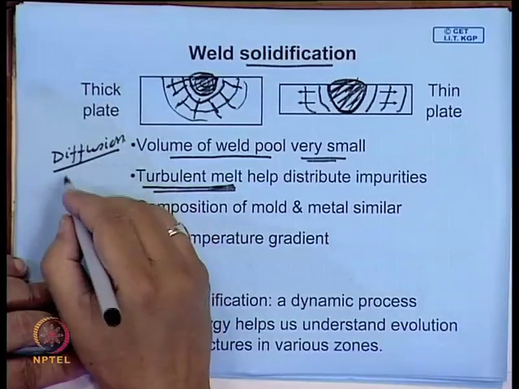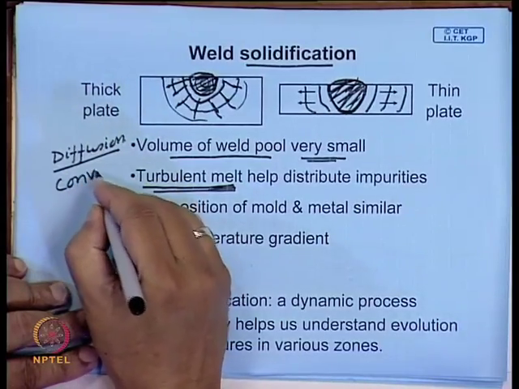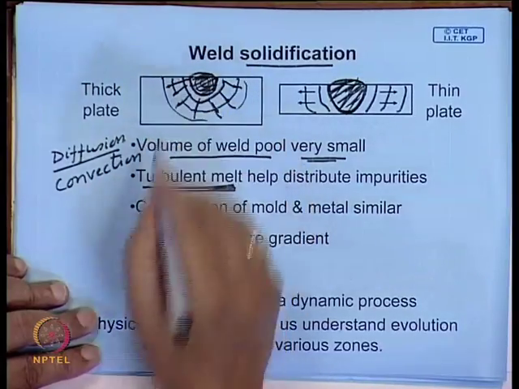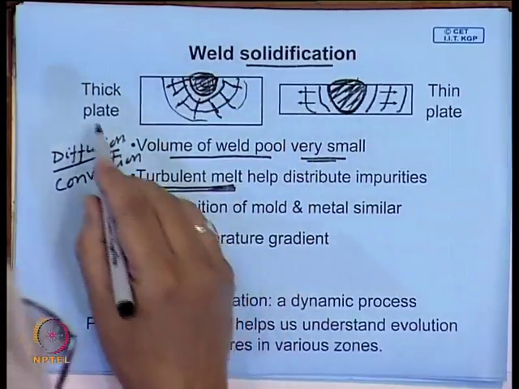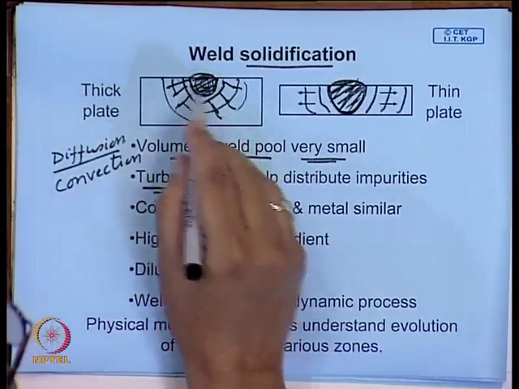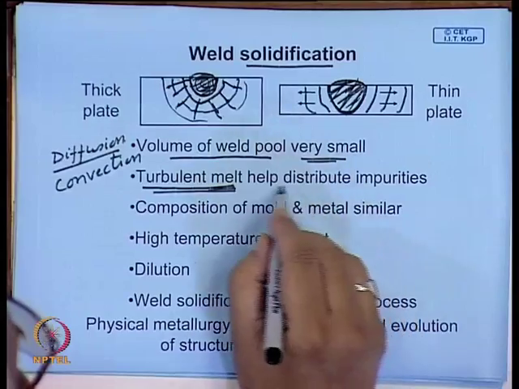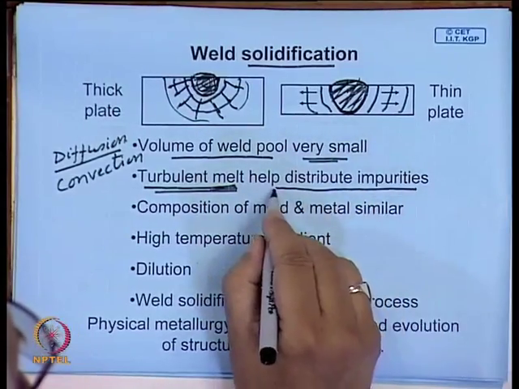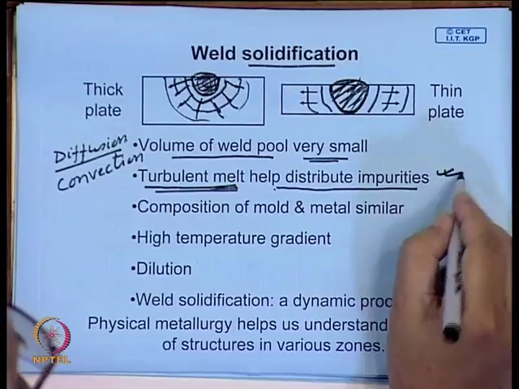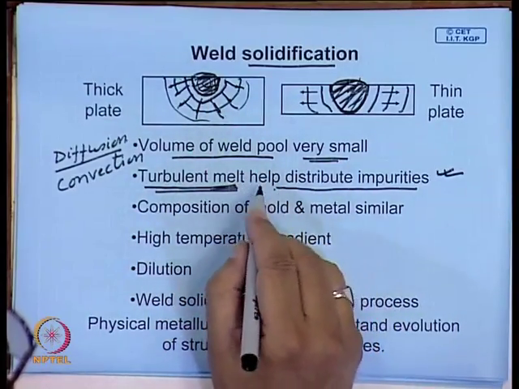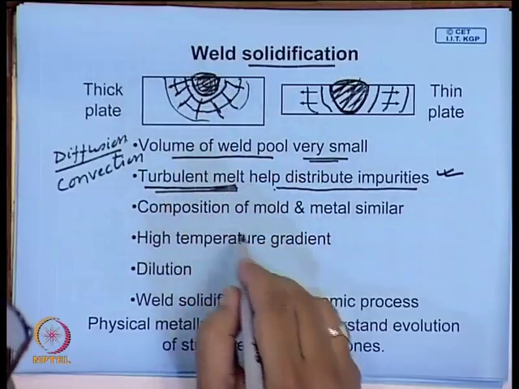convection or because of some stirring force, sometimes the arc applies some force. So, there will be a kind of agitation and circulation. So, that helps in a good mix up and it distributes the impurities. So, it is quite important. The turbulence in the weld pool is quite important in getting a good weld pool structure.